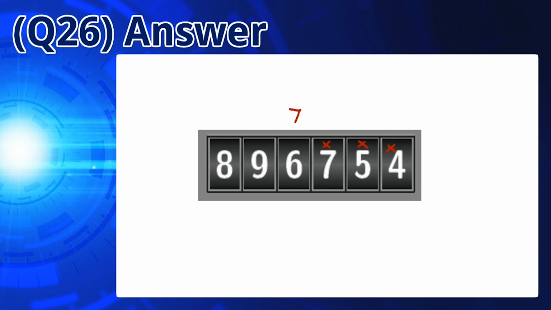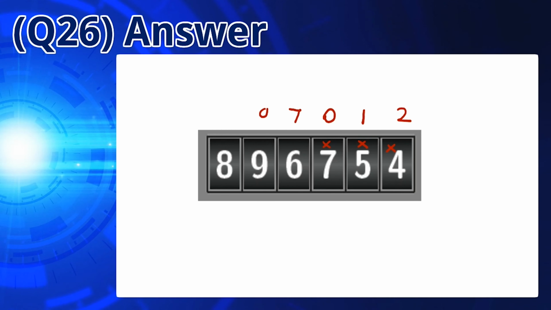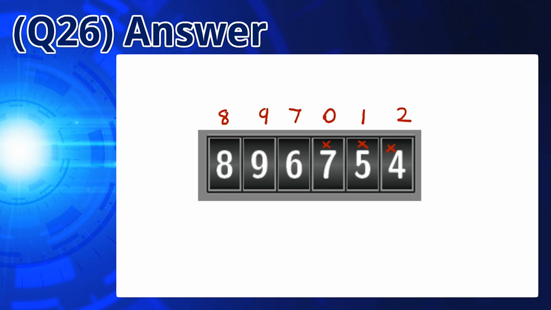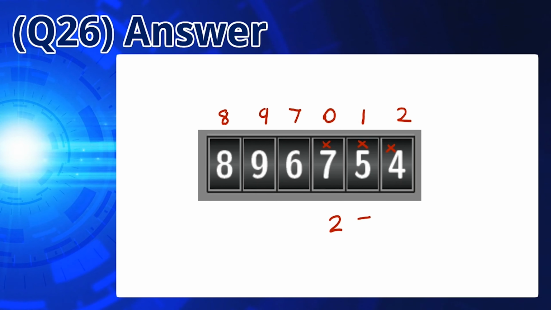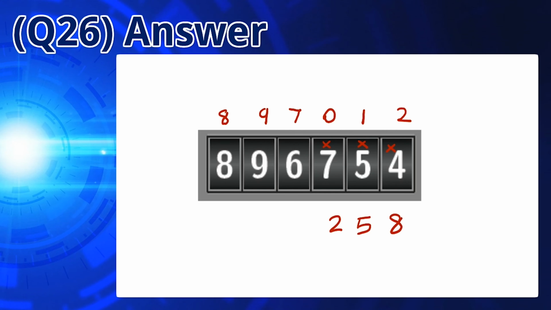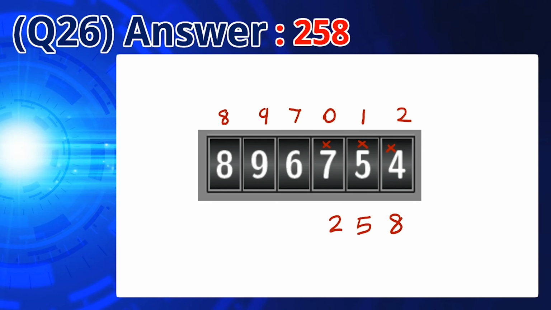The numbers are 0, 1, and 2. This gives 897,012. To get the answer, we can subtract this number from the original number. This is 258, so we will need another 258 units. So, the answer is 258.